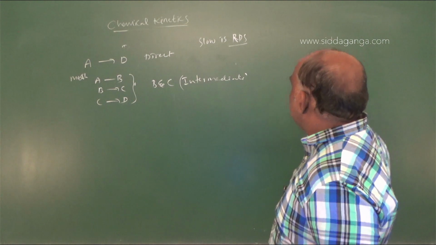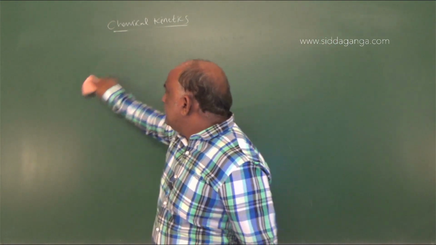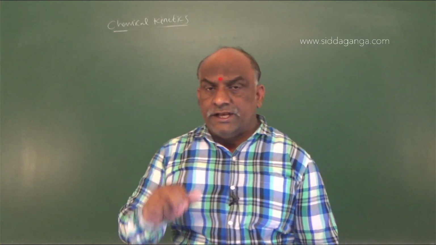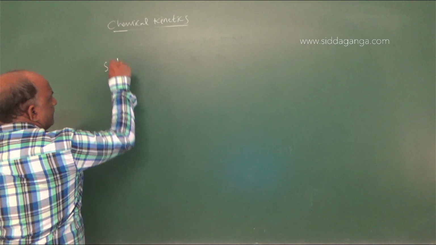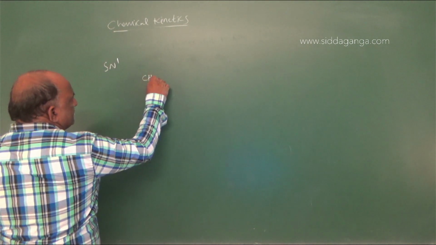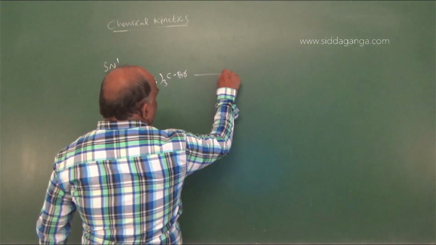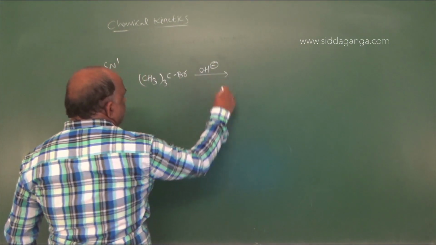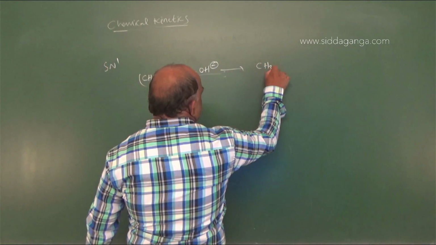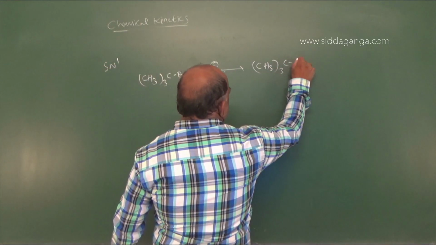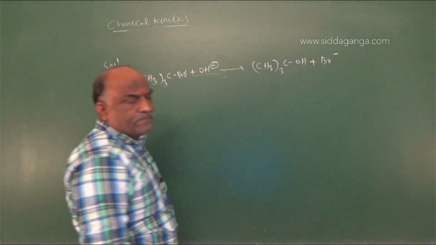So, my dear students, I will give one simple example regarding order and molecularity in terms of SN1 and SN2. Once you go with SN1, we take (CH3)3CBr. The reaction takes place in the presence of OH minus, and gives (CH3)3COH plus Br minus.